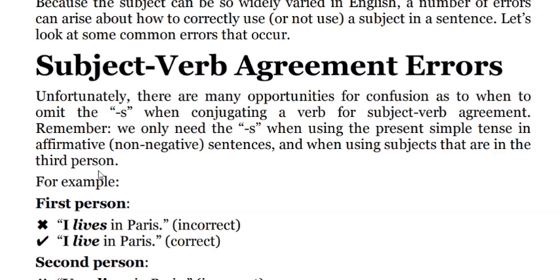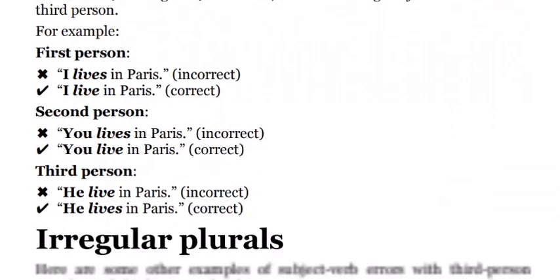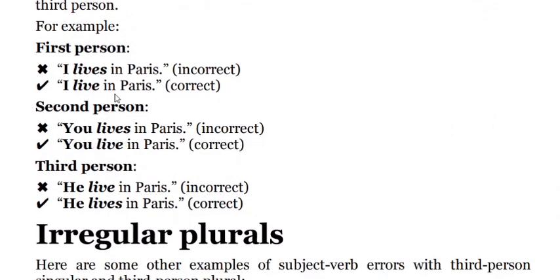For example, first person, I live in Paris. I also represent singular, first person. We use S with singular, but for third person, not for first person I. So we will not use S with I.